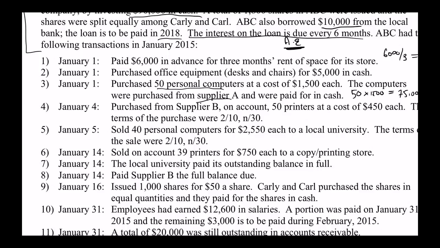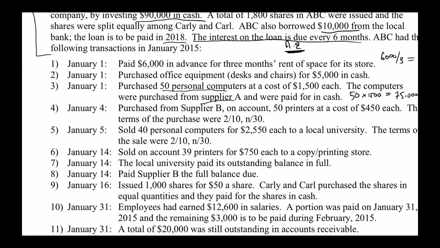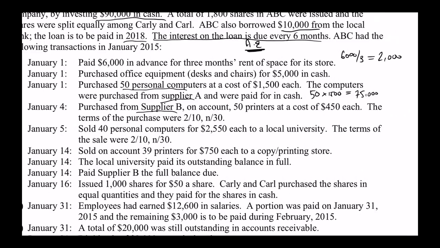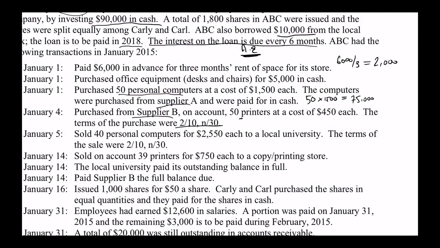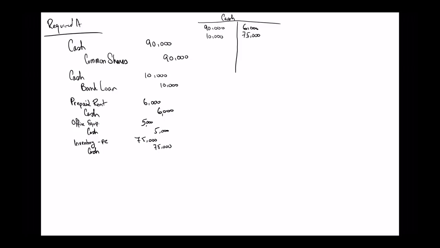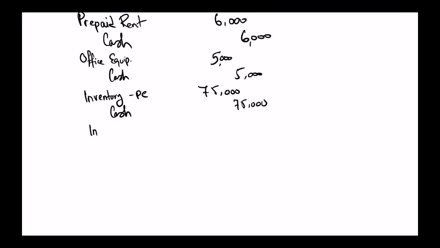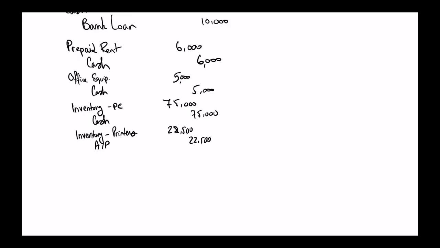Next, we purchased from supplier B on account 50 printers at a cost of $450 each. The terms of the purchase were 2/10, n/30. So 50 times 450 is 22,500. So inventory, printers, and we're going to credit accounts payable because this was a purchase made on account. So 22,500, 22,500.